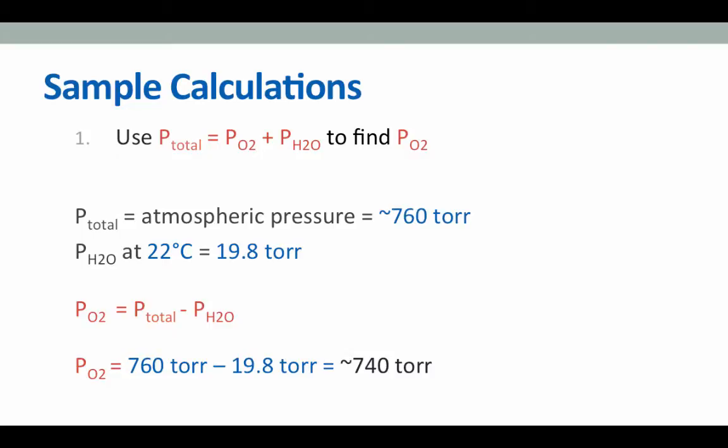So using the averaged pressure of the day being 760 torr and water pressure at an average room temperature of 22 degrees Celsius would be 19.8 torr. So subtracting 19.8 from 760, we're going to get approximately 740 torr. Now I'm doing this very approximately here because it's just practice calculations, but you will want to use all of the correct sig figs and maintain that throughout your calculation.